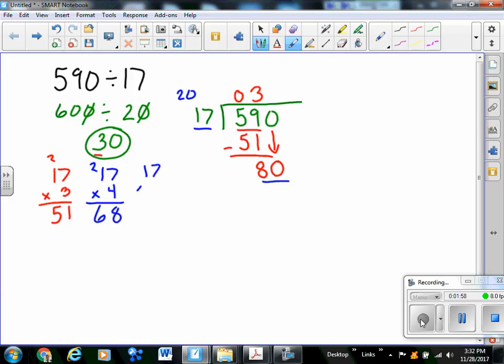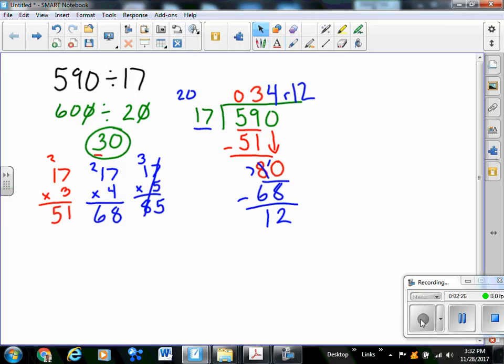I'm going to do 17 times 5. 7 times 5 is 35. 5 times 1 is 5, plus 3 is 8. 85. Oh, too much. So I'm going to use 4. 4 times 17, if we look, is 68. We're going to subtract. 10 minus 8 is 2. 7 minus 6 is 1. So we get 34 with a remainder of 12.